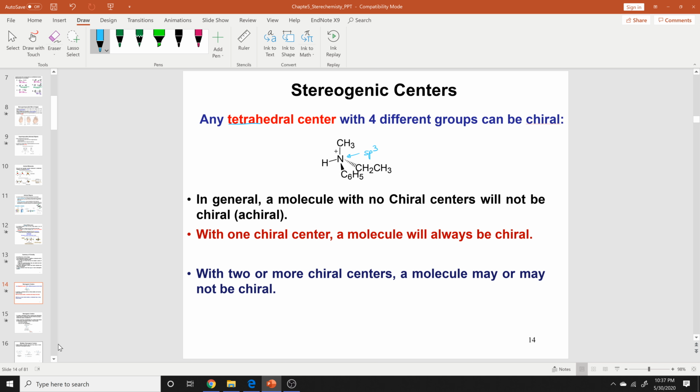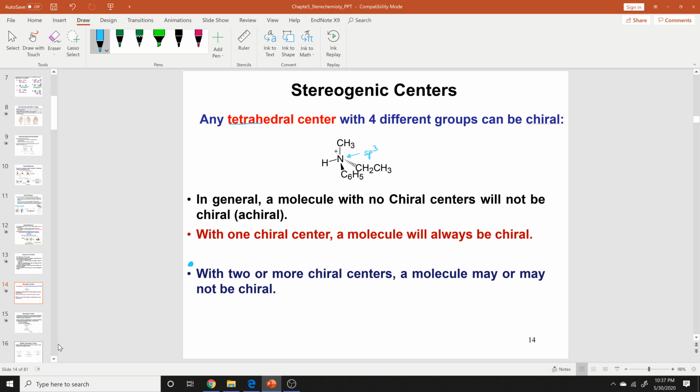In general, a molecule that does not have a chiral center will not be chiral. This means that it's an achiral molecule. If we have one chiral center, then definitely the molecule is going to be chiral and it's going to have a mirror image. Now for this option here, we're going to clarify this as we proceed. If we have more than one chiral center, the molecule may or may not be chiral, meaning the molecule may have a mirror image or may not have a mirror image.